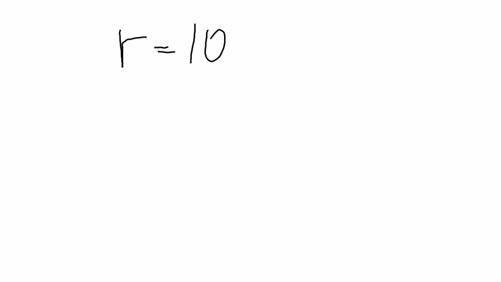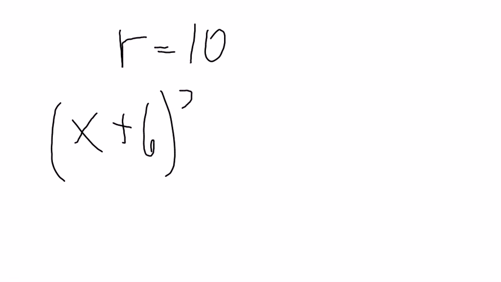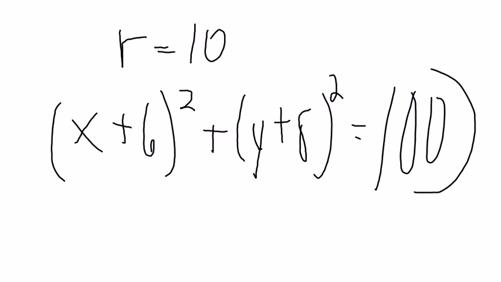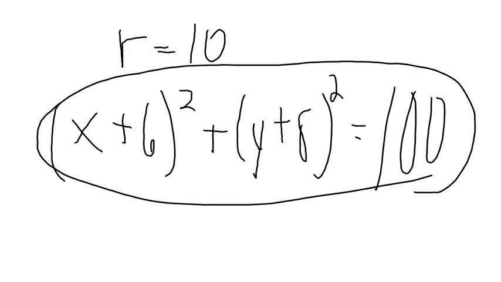Alright, so let's put it all together. We have the center, which tells us it's at (−6, −8). So it's (x + 6)² + (y + 8)², and then r² is 100. So there's the equation of a circle that passes through that point.